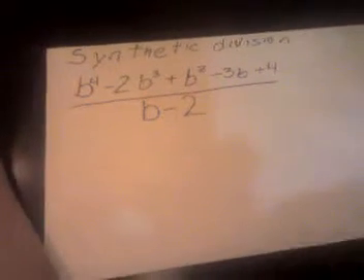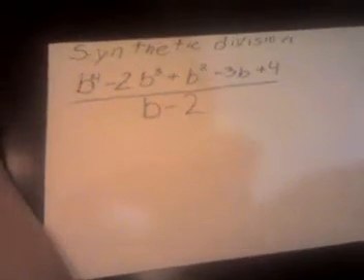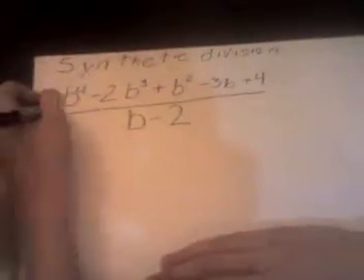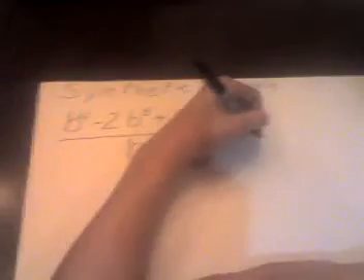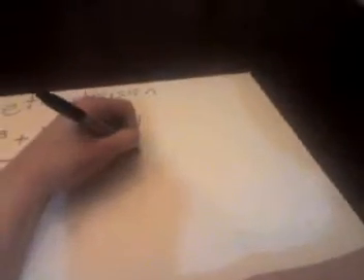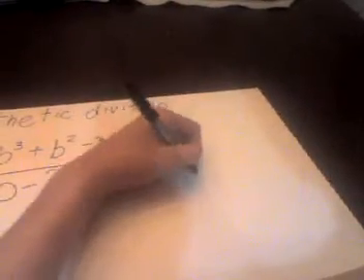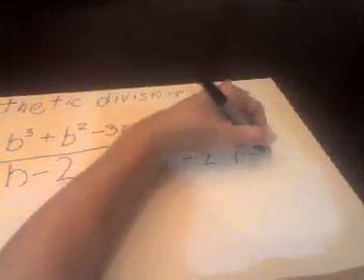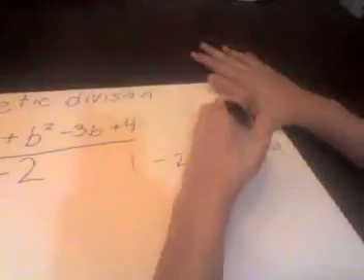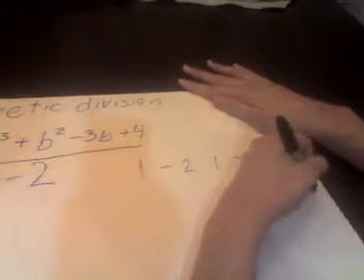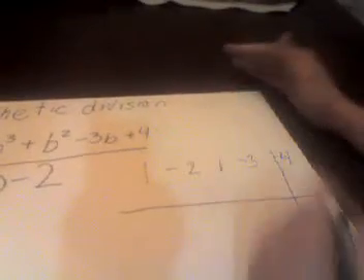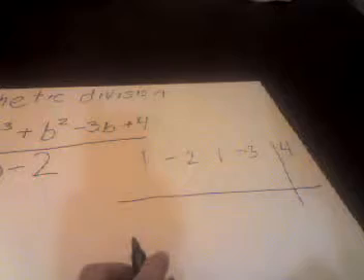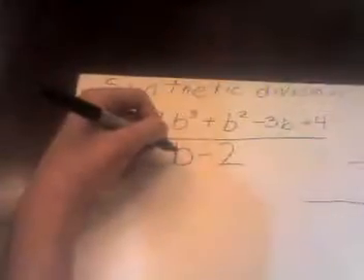Okay, so I'm doing synthetic division, and the first thing you do is you take all the coefficients of these numbers and you set them over here. So the first coefficient is 1, -2, 1, -3, and 4. And so then you set up this little chart. You separate the last coefficient from the others, and then you solve for b.